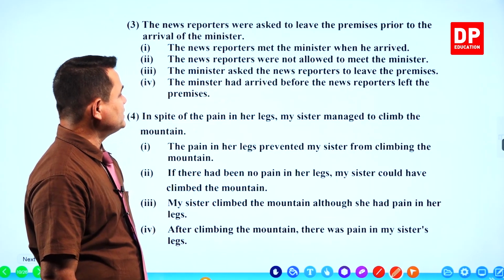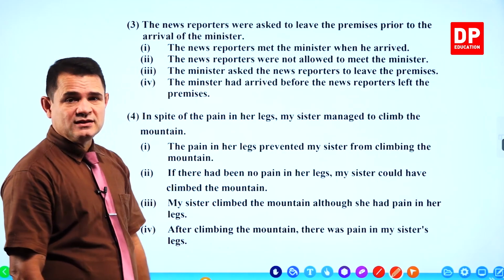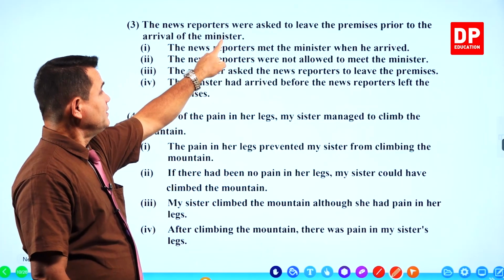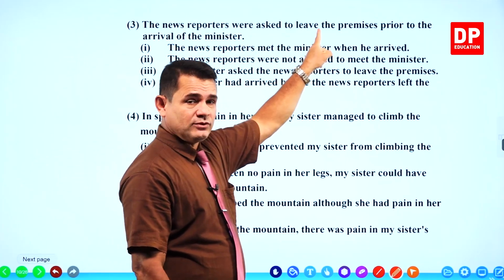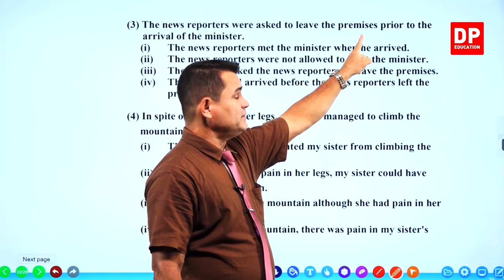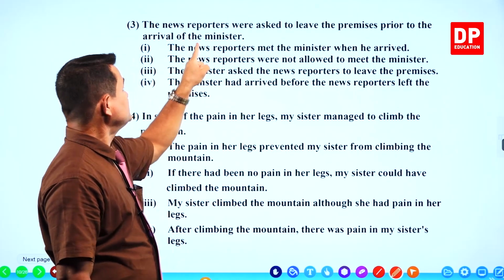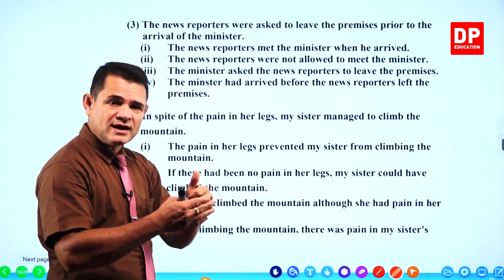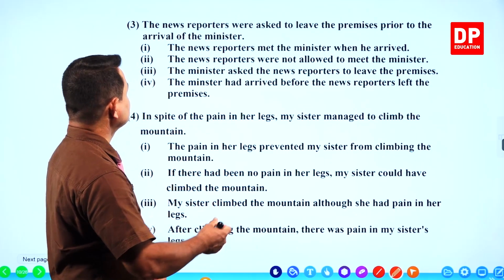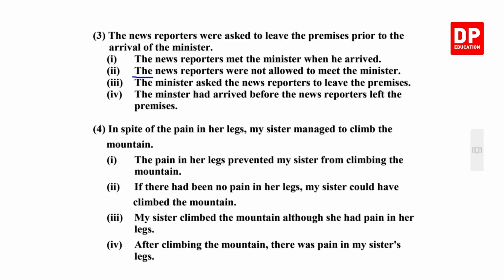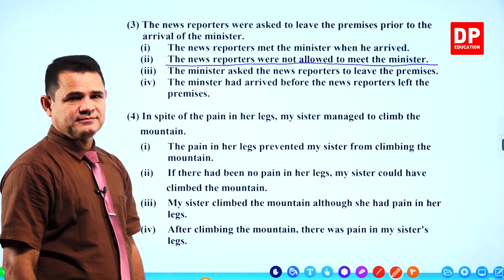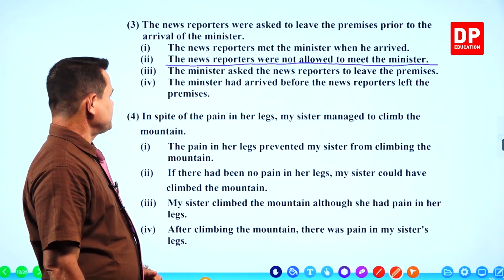The news reporters were not allowed to meet the minister. News reporters were asked to leave the premises prior to the arrival of the minister. That means they were not allowed to meet him. So then the answer is this one, the second one. The news reporters were not allowed to meet the minister. That's the answer. Next one.